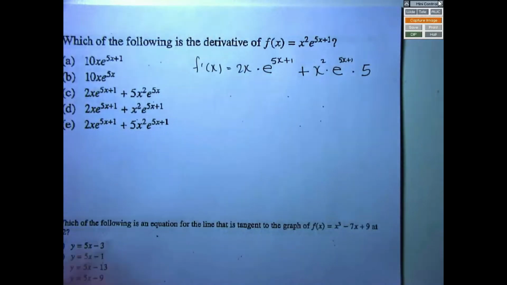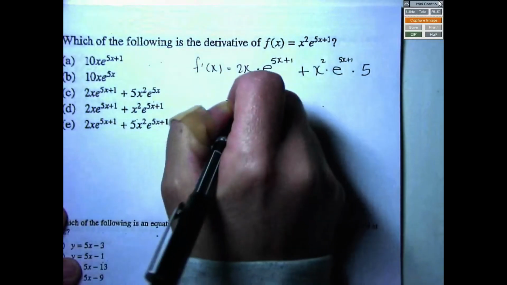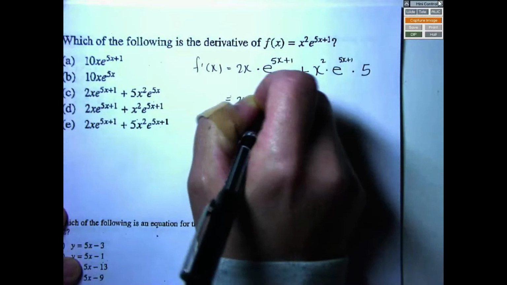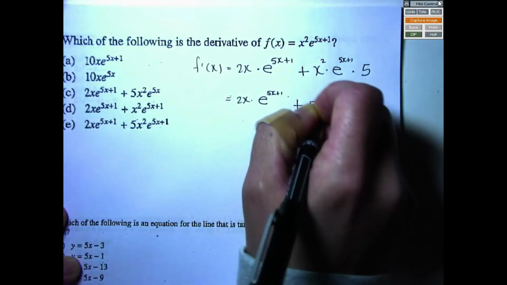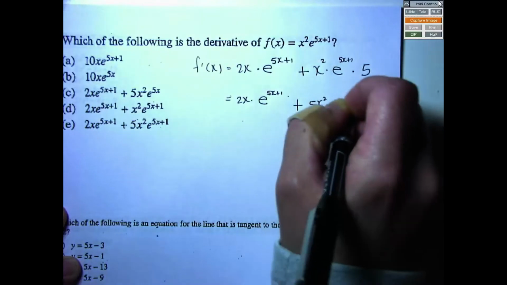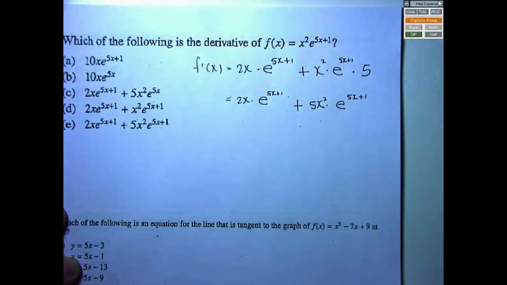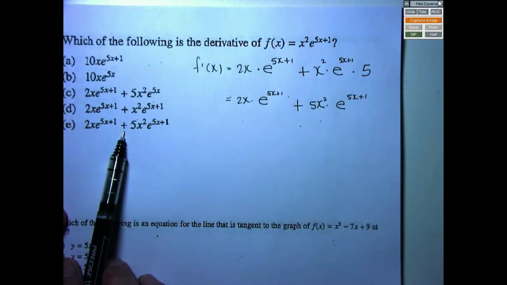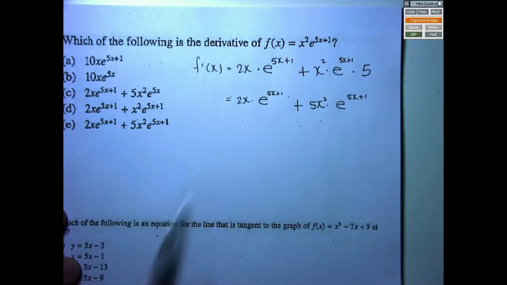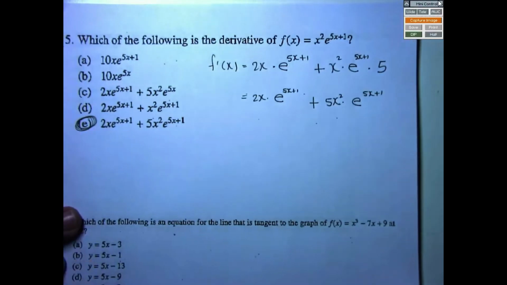Again, if you rearrange, you will get that this derivative is equal to 2x times e to the 5x plus 1 plus 5x squared, e to the 5x plus 1. Let's see, our answer here is going to be, looks like answer E, right? 5x squared, yes. My answer here is going to be E.